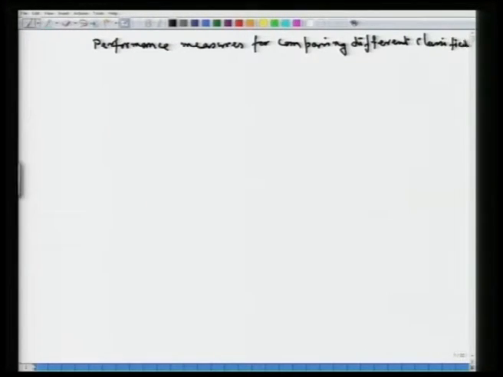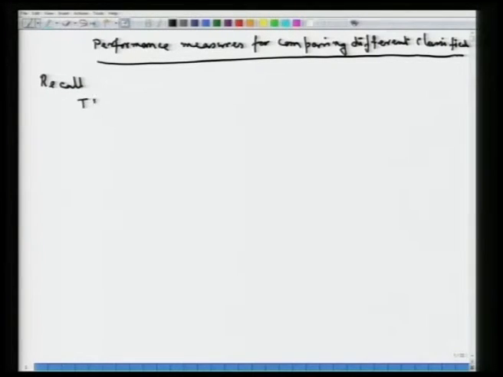Thus, we are looking at performance measures for comparing different classification functions. Let us recall what we had defined earlier.